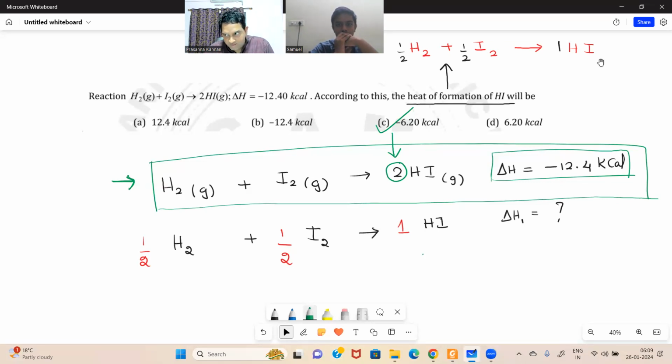Tell in your own words. Think about it and tell in your own words. Even if you make mistakes, it's okay. The heat change involved in the dissociation of 1 mole of its compound into its constituent elements.